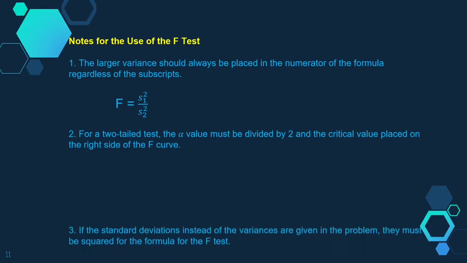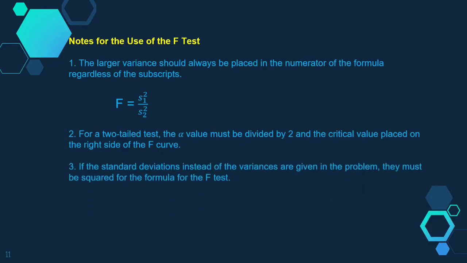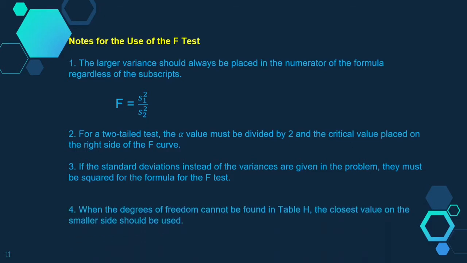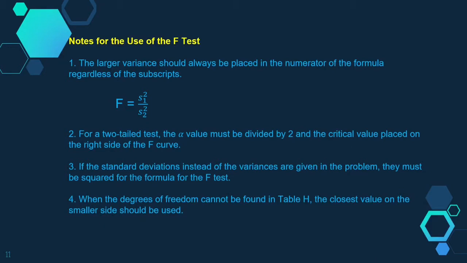and the critical value placed on the right side of the F-curve. Number 3, if the standard deviations instead of the variances are given in the problem, they must be squared for the formula for the F-test. And lastly, when the degrees of freedom cannot be found in Table H, the closest value on the smaller side should be used.